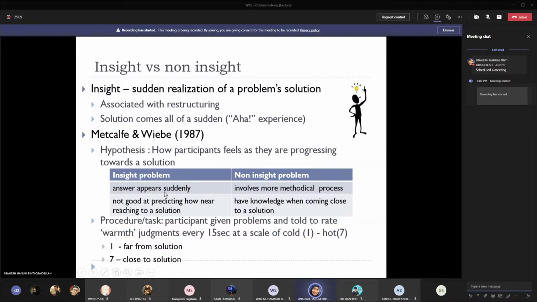An insight problem is, I think it was, I can't remember. Okay, we'll look at these insight problems in a while. So in this approach, answers appear suddenly, and it was found that people were not good at predicting how close they were to reaching a solution. But if it is a non-insight problem, it involves a more methodical process.